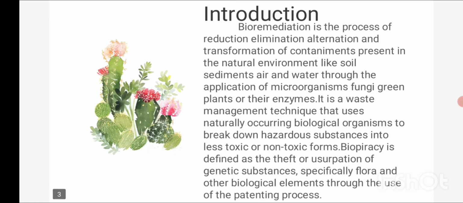Introduction: Bioremediation is a process of elimination, alteration, and transformation of contaminants present in natural environments like soil, air, and water through the application of microorganisms, fungi, green plants, or enzymes. It is a waste management technique that uses naturally occurring biological organisms to break down hazardous substances into toxic or non-toxic form.